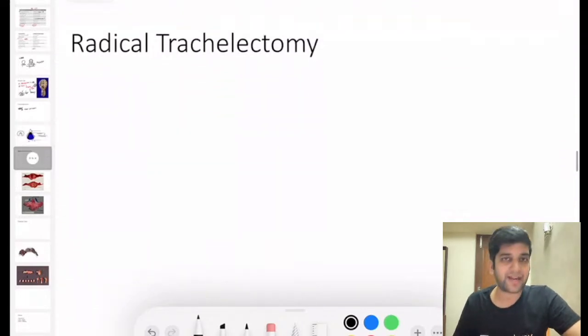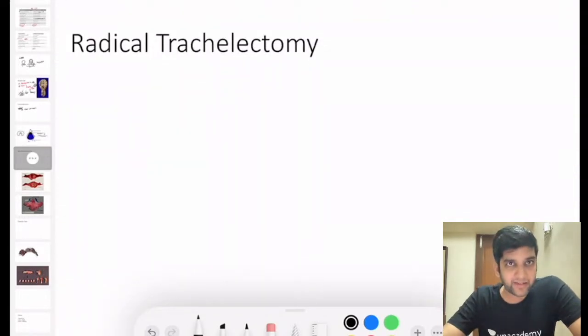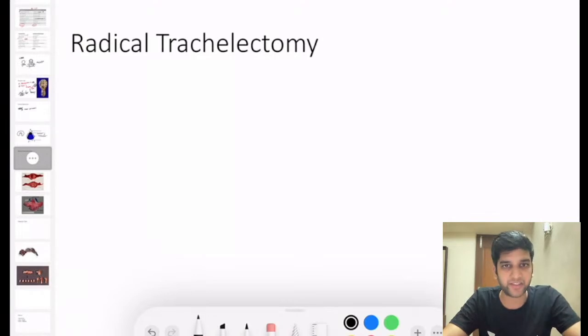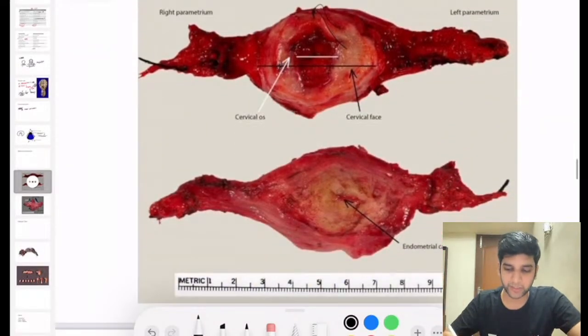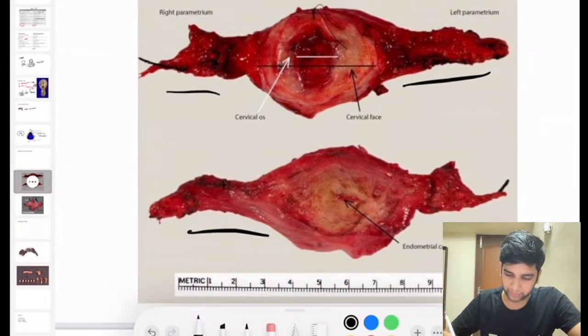Okay. If it is a radical trachelectomy, as I said, it has become a bit rare these days. Radical trachelectomy means it includes your cervix, ectoendocervical canal, and along with that your parametriums. That's important, and a little bit of vaginal cuff margins also will come. So this is how a radical trachelectomy specimen looks: the cervix and the parametrium.